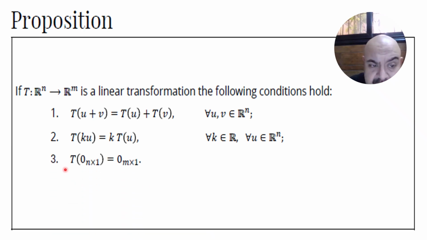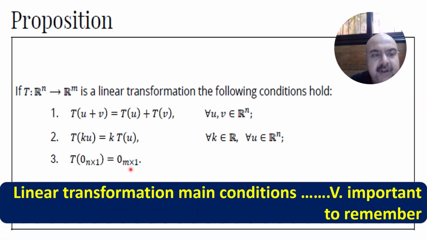Also, the transform of the 0 of Rn will be mapped, mapping meaning after transformation, into the origin of Rm, as you will see. These linear transformation main conditions are really very important to remember and to keep in mind at all times.